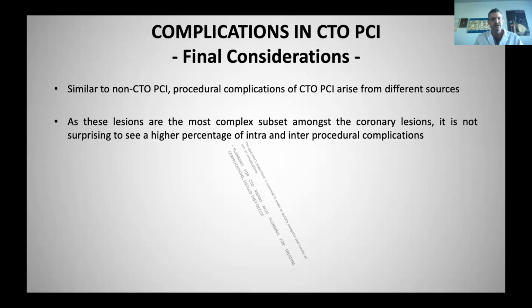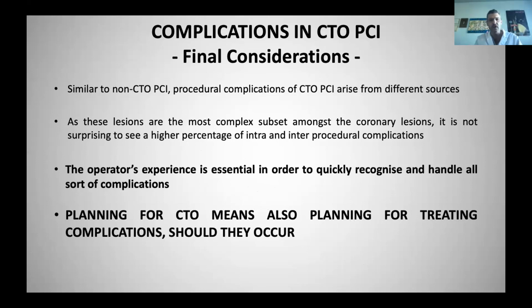So, similar to non-CTO PCI, procedural complications of CTO PCI can arise from different sources, and it's not surprising that the rate of this kind of complication could be higher in this kind of procedure. Operator experience is essential to be able to recognize and manage all of these complications that can occur during CTO PCI. So the key point is that when you plan a CTO, planning for CTO also means planning for treating complications should they occur.